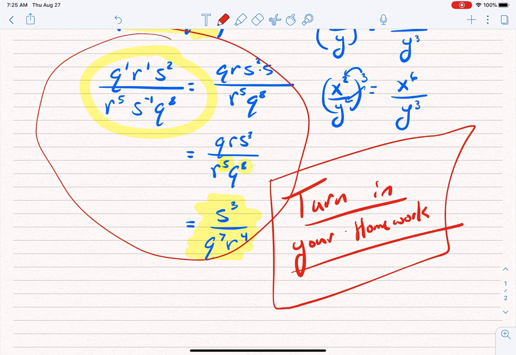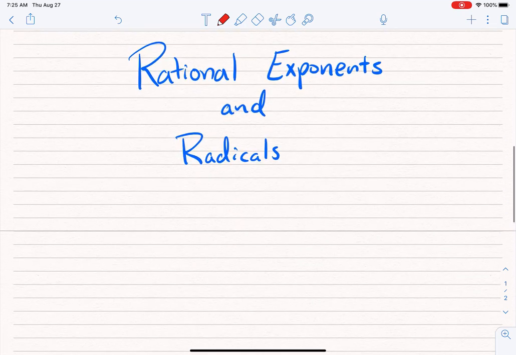All right, let's go ahead and get started. So today, the name of the game is rational exponents and radicals. Rational exponents and radicals. And so, let's do a basic quick review. The word rational in the real world means makes sense. That's rational, that makes sense.